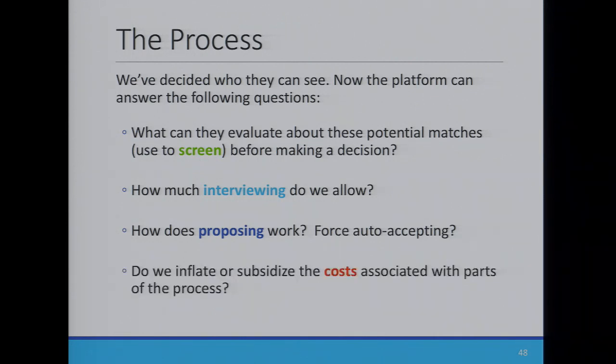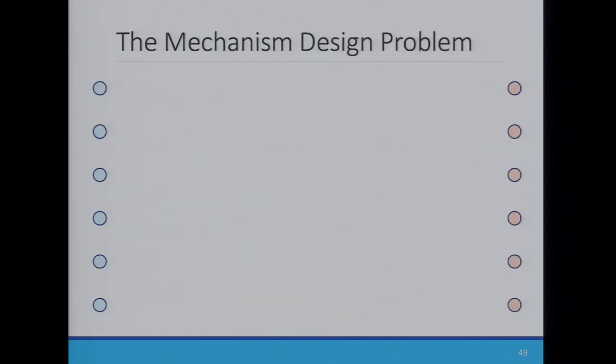And then there are costs associated with each of these. It costs something to screen someone. It costs something to search. And do we inflate or subsidize these costs in order to modify the process? So there are all these different levers we can pull. This is a mechanism design problem. What are the choices we should make to optimize our objectives? So I'm just going to illustrate the process I just described.